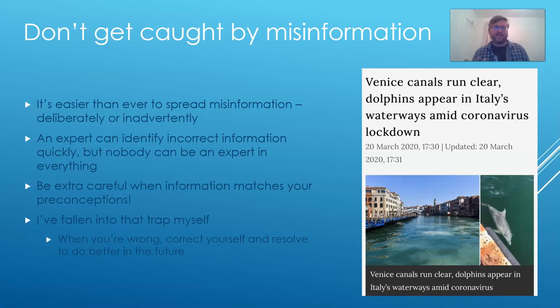And if you're an expert, often you can quickly and easily identify incorrect information when you see it. But nobody can be an expert in everything. You may have your one area of expertise where you easily recognize when people are saying things that aren't accurate. But there are a lot of things that you'll run into information about, and you can't be an expert in all of them. So we need to learn how to evaluate information in areas outside of our own expertise.